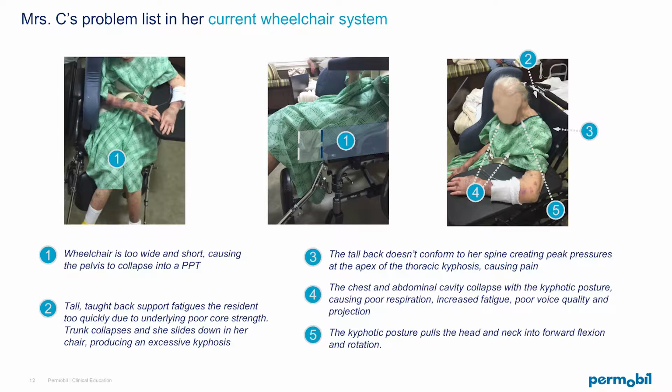And then number 4 on the problem list is that, as a result of that chest and abdominal cavity collapsing into that kyphotic posture, her lungs were really compressed, and she was having a hard time breathing. So to compensate, she would take shorter, more rapid breaths instead of deep, adequate breaths. And this breathing pattern actually causes you to expend a lot more energy, and she would fatigue even faster.